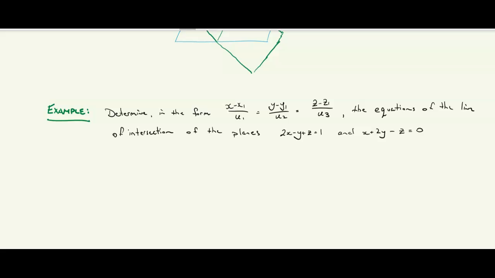We have two equations. We have 2x minus y plus z equals 1. That's my equation 1. I've got x plus 2y minus z equals 0. That's my equation 2. So there's not a unique point of intersection here. We're going to get a line of intersection. Now, what's our method?